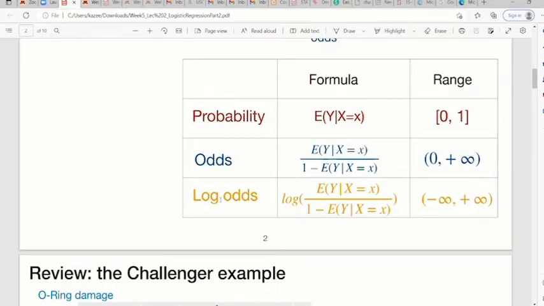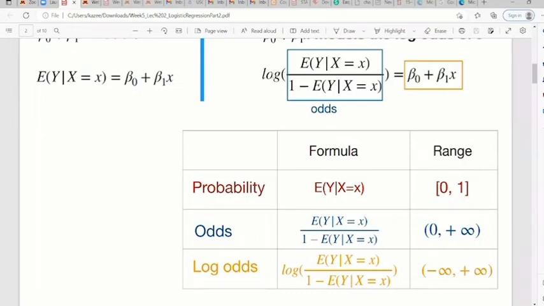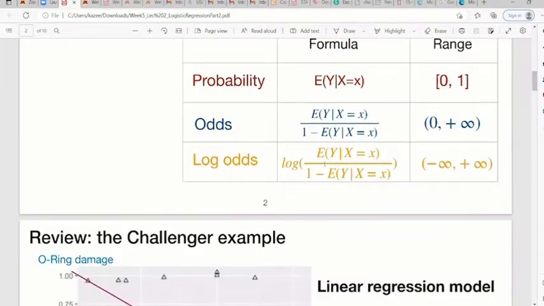And when we talk about log odds, on the other hand, it's just the log of this guy here. And don't forget, the log of that is what we actually equate to the linear regression model. When you come back here, you're basically going to say the log odds is equal to the linear regression expression. When I take the log of the odds ratio, the range is going to be negative infinity to positive infinity.